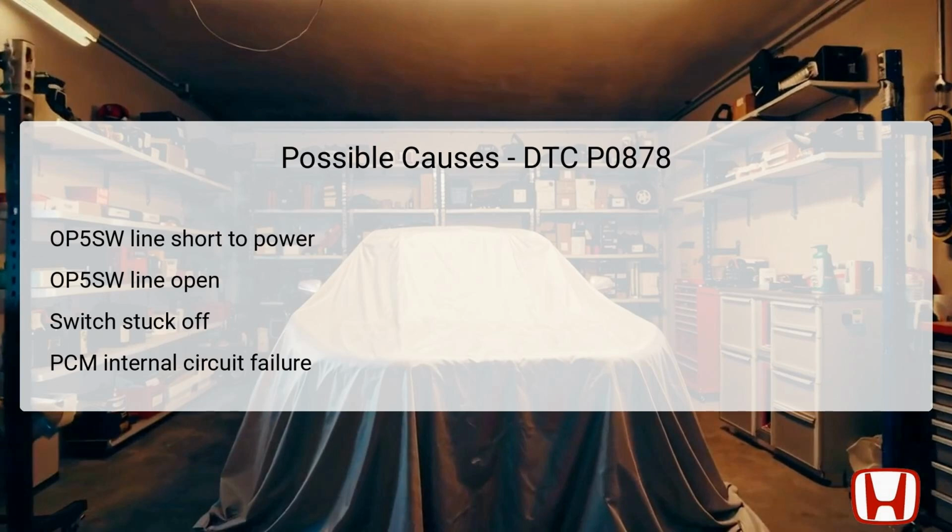Additionally, the transmission fluid pressure switch might be stuck in the off position, failing to relay any pressure detection. Finally, there may be an internal circuit failure within the PCM itself, which can impede the correct processing of signals from various sensors, including the fluid pressure switch. Each of these possibilities must be examined during troubleshooting.